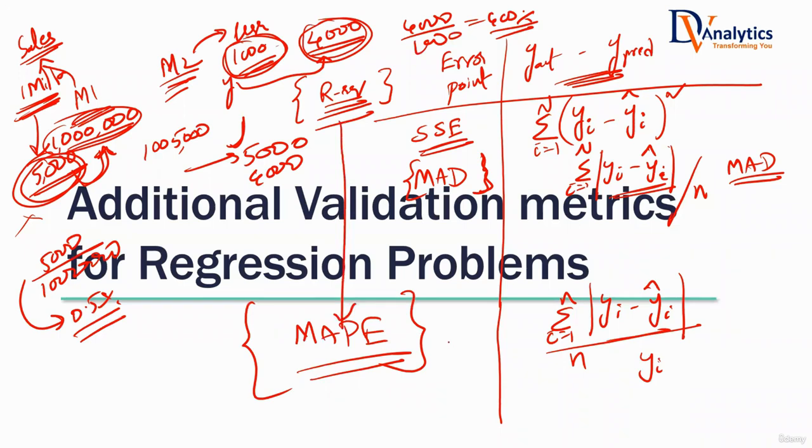Have you understood the concept of mean absolute percentage error? Instead of taking the actual error, you're taking the percentage of error. How do you take the percentage? By dividing it by the Y actual value. Now, when you're comparing two models, model M1 has a mean absolute percentage error of 10%.